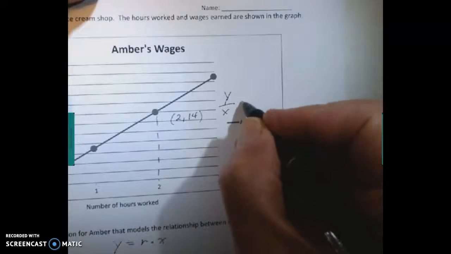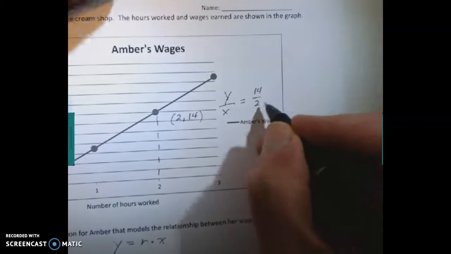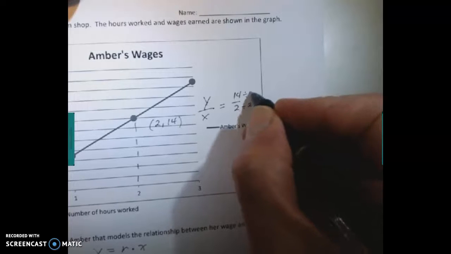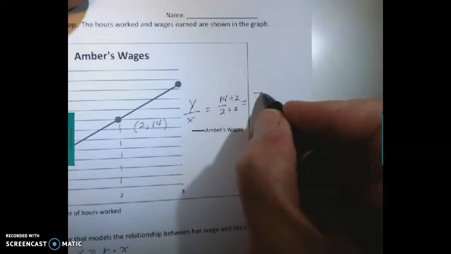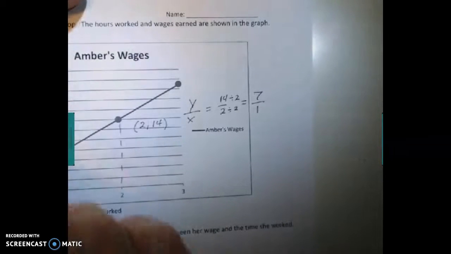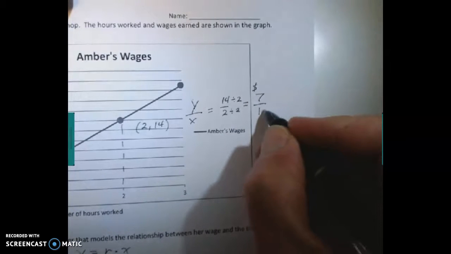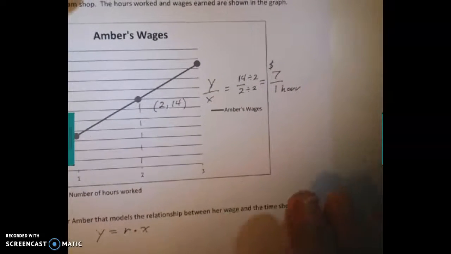And in this case, that is going to be 14 over 2. To make it a unit rate, we need to divide by 2 to make the bottom number become a 1. And our unit rate then is 7 over 1. Labels, what are we talking about? It is $7 for 1 hour of work. She is getting paid $7 per hour. So that's our unit rate.